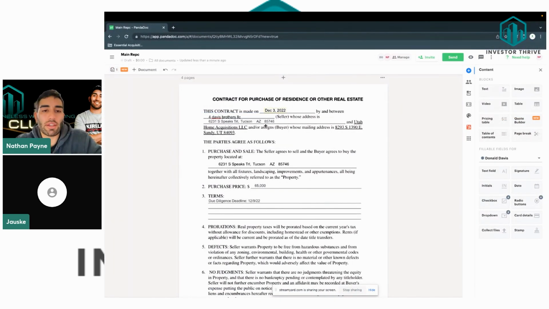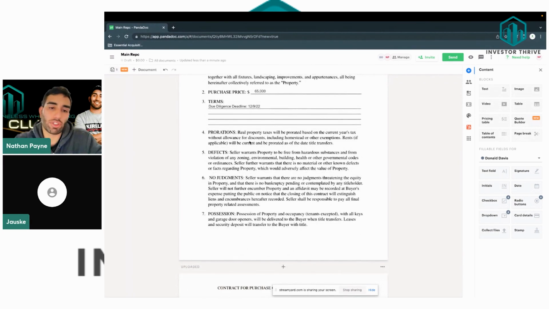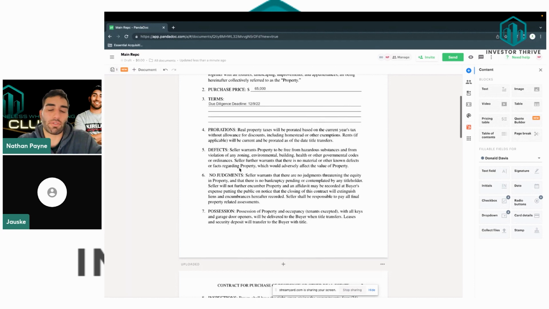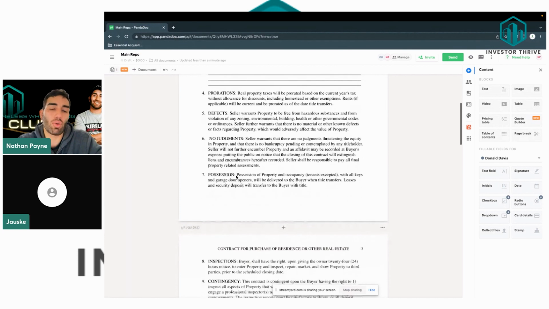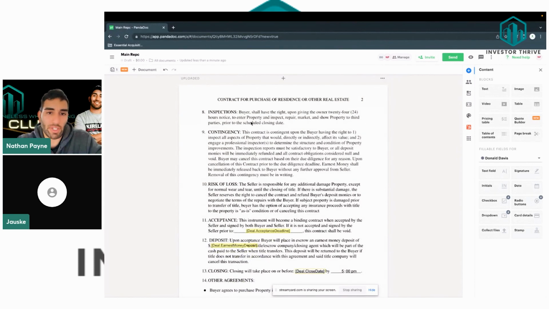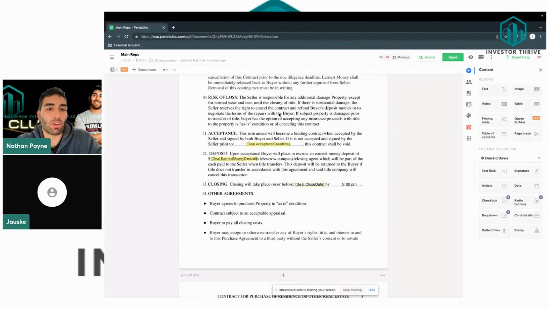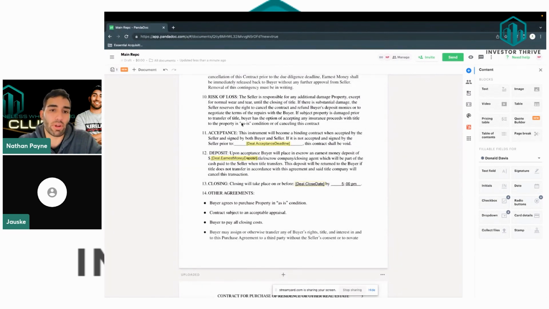Seller, today's date, address, purchase price, terms. This is just all legal stuff. It's just like talks about taxes. If there's any issues with the property, they have to let us know. No liens. We get possession as soon as we close. We have the right to inspection of the property. Contingency is we have the right to back out. Risk of loss is if the house blows up before we buy it, we don't have to buy it.